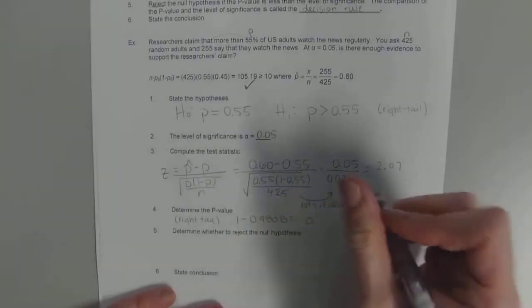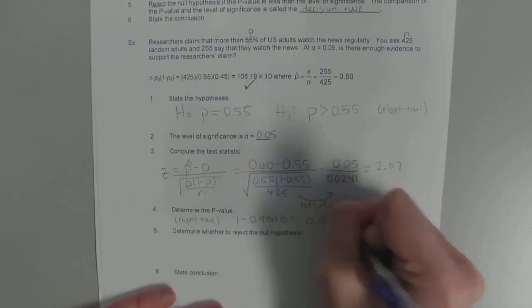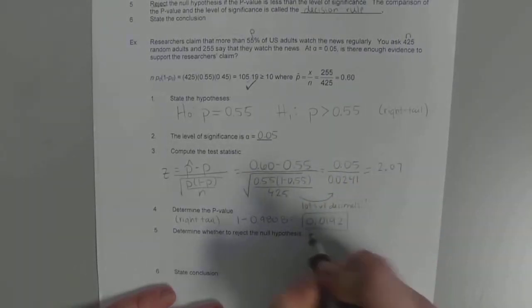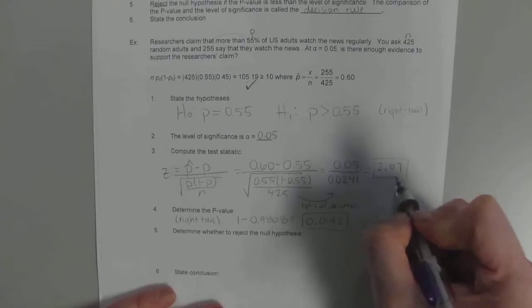So my p-value is 0.0192. Here's my z. Really labeling it right or left tail, guys, based on greater than or less than, just helps you with your p-value, to remind yourself what you need to do in order to find that area.